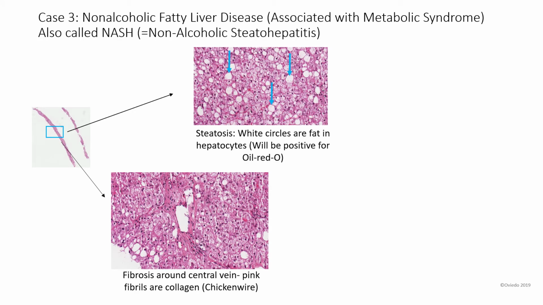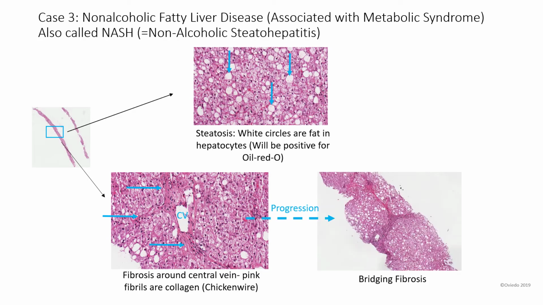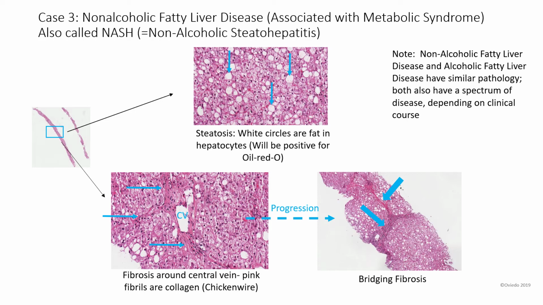Down here I've shown fibrosis around a central vein. The pink fibrils are collagen. You can see they have kind of a chicken wire appearance. Here is the central vein, and here is the fibrosis. Here, here, and here. If the chicken wire fibrosis progresses, you can then have bridging fibrosis, which is shown there on the right. The bridging fibrosis is present here and here. Non-alcoholic fatty liver disease and alcoholic fatty liver disease have similar pathology. Both also have a spectrum of disease depending on the clinical course.